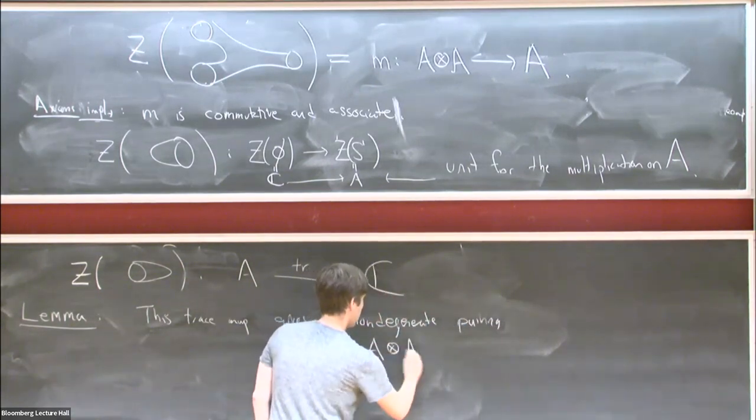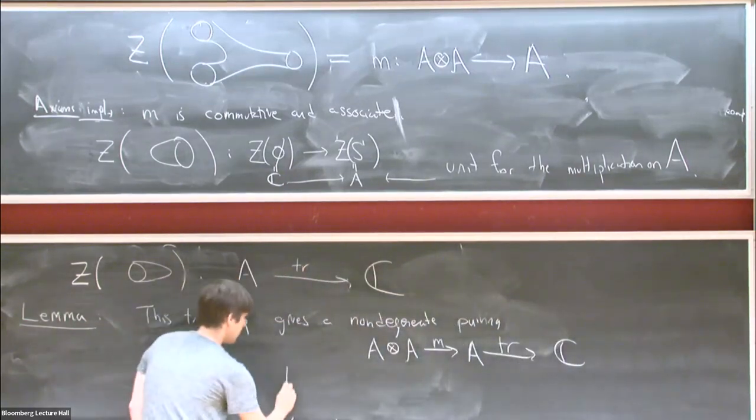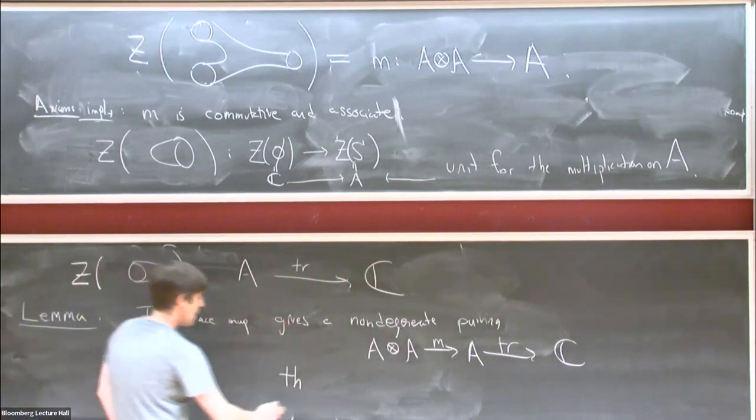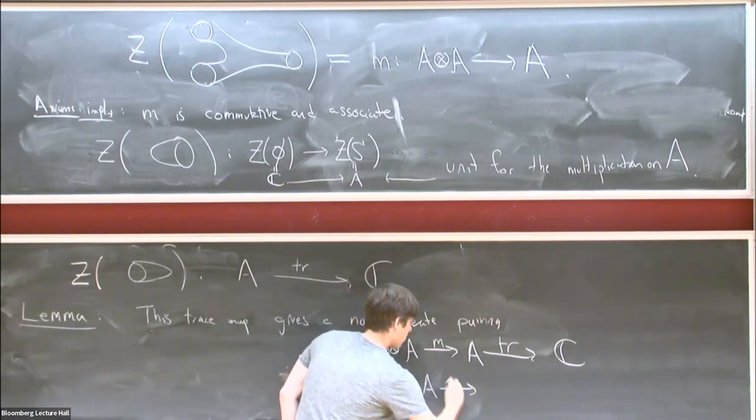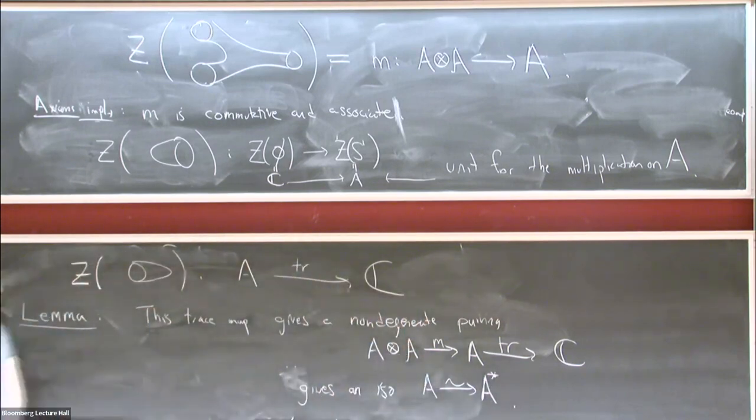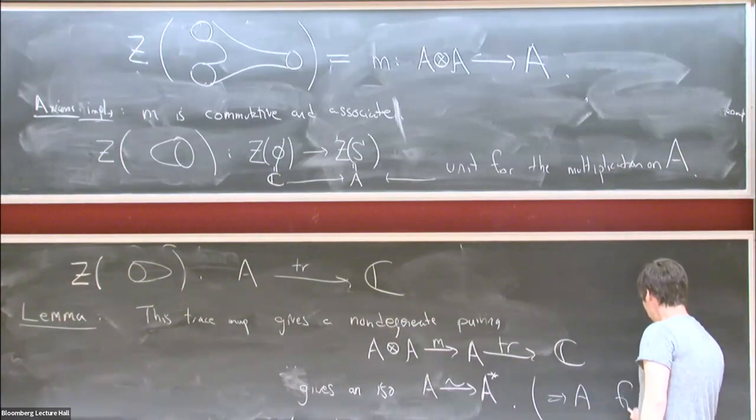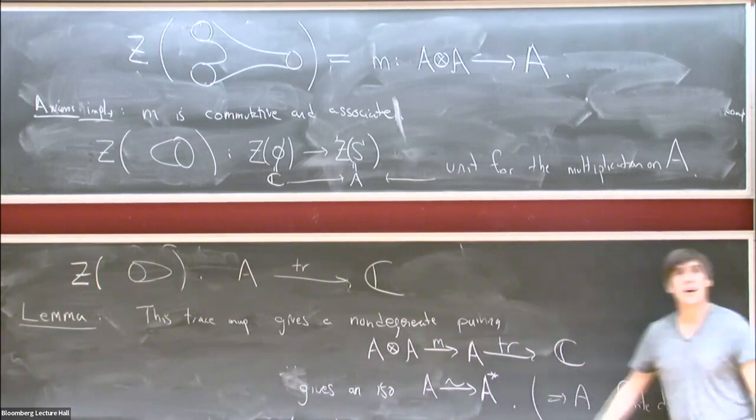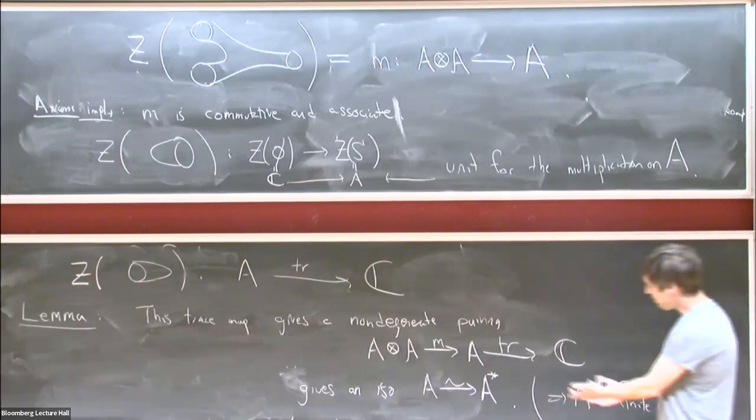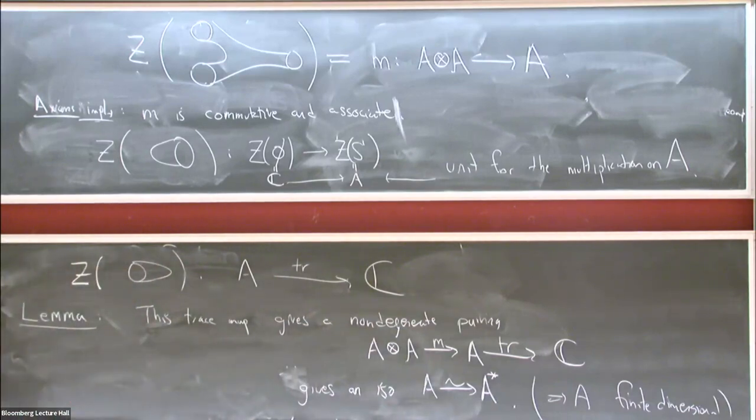So if I look at A tensor A mapping to A by multiplication, and then mapping to the complex numbers via the trace, this is a bilinear form on A, and it gives an isomorphism from A to its dual. I just remark as an aside, this implies that A has to be finite dimensional. When I say dual here, I mean dual in the purely algebraic sense. If A was an infinite dimensional vector space, its dual space would be an even bigger infinite dimensional vector space.